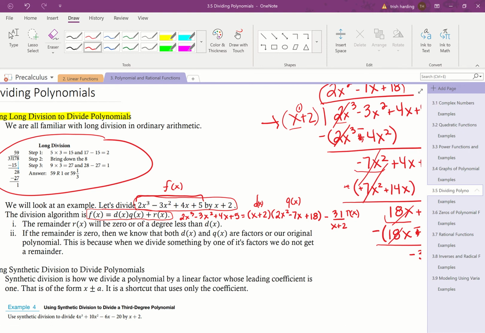Okay. So one important thing to make note of is if the remainder is 0, then d of x and q of x are factors of our original polynomial. So what that means is if I have no remainder, then these two are both factors, and they go in evenly. This can also be seen in numbers, like 10. If you were to divide it by one of its factors, 5, you would get 2. There would be no remainder. That's what is meant.